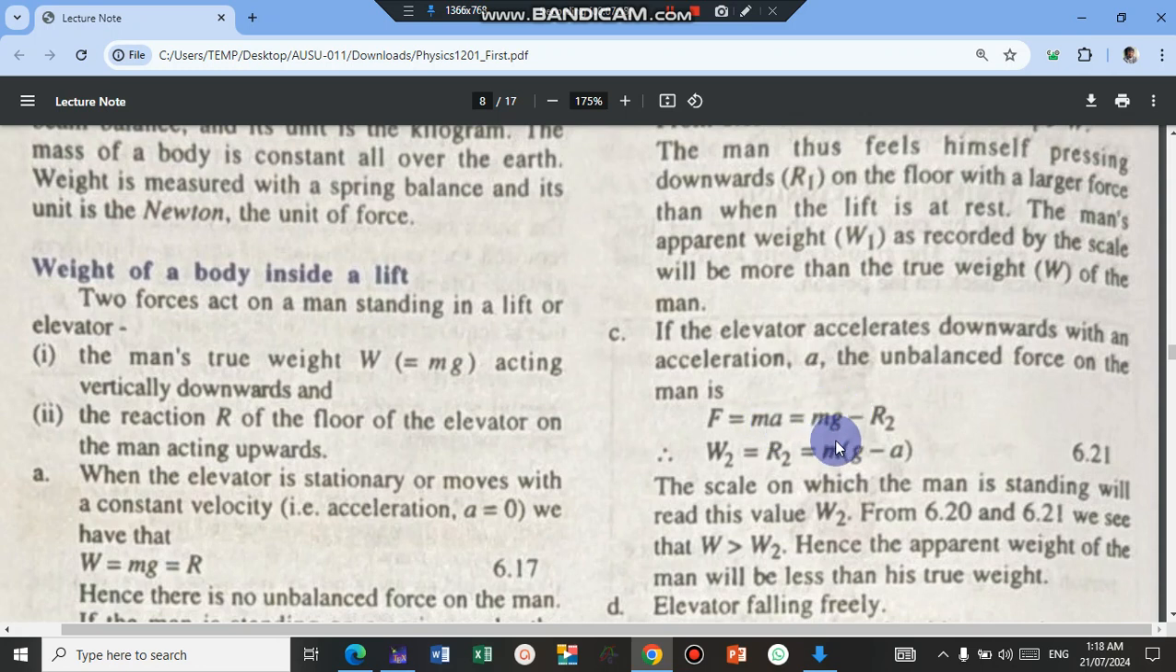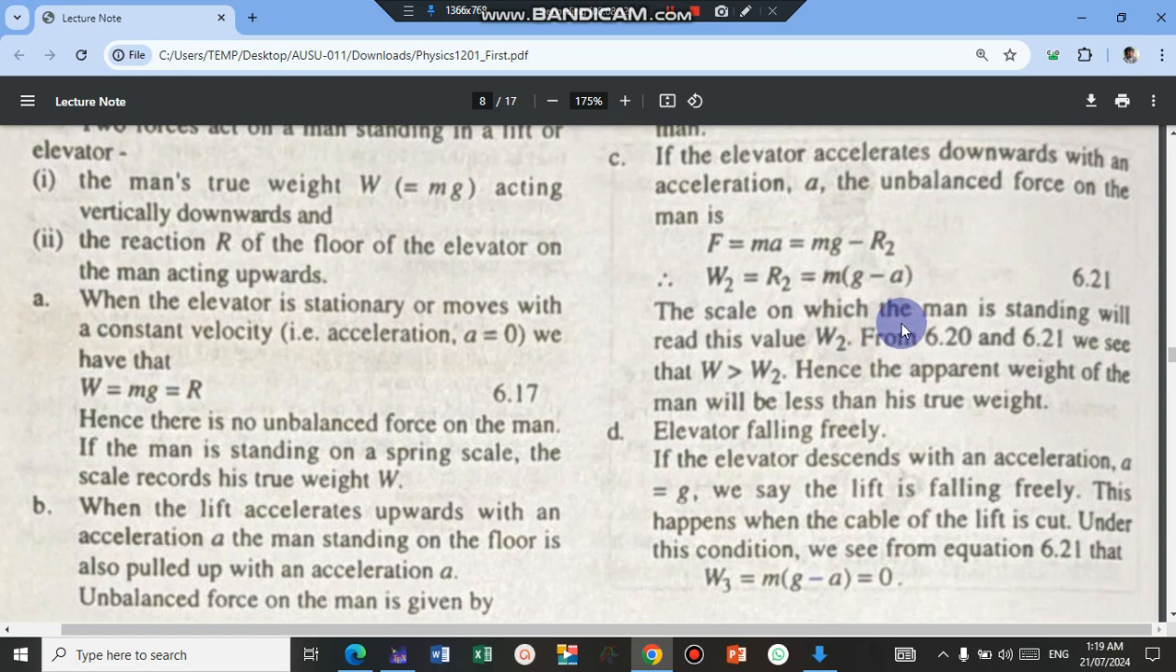And how do we get it? Mg minus the reaction. So now we make reaction the subject of the formula, and we bring it here and take this to the other side. It becomes negative, so it will be R2 equals M into G minus A, and this is the weight that will be recorded by our scale, the apparent weight. Since we have a negative sign here, it means that the scale now will record a weight less than the true weight of the man.